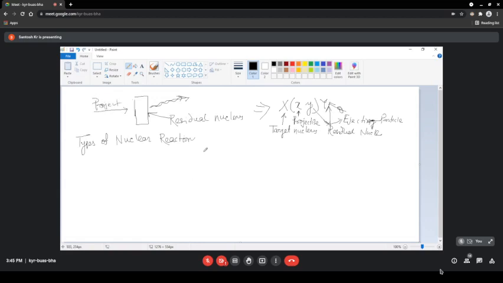Now we'll see types of nuclear reaction. One is elastic, second is inelastic, third is radiative, fourth is disintegration, fifth is many body reaction.